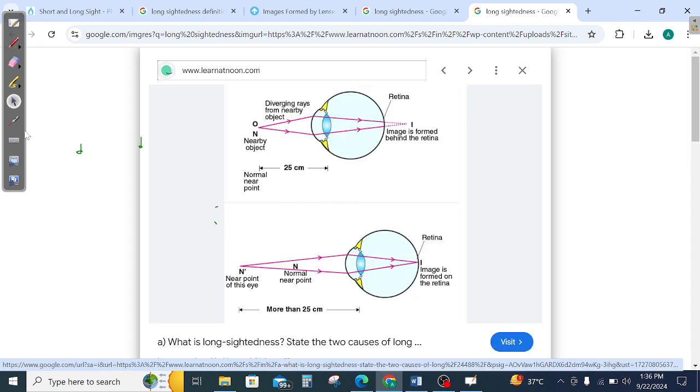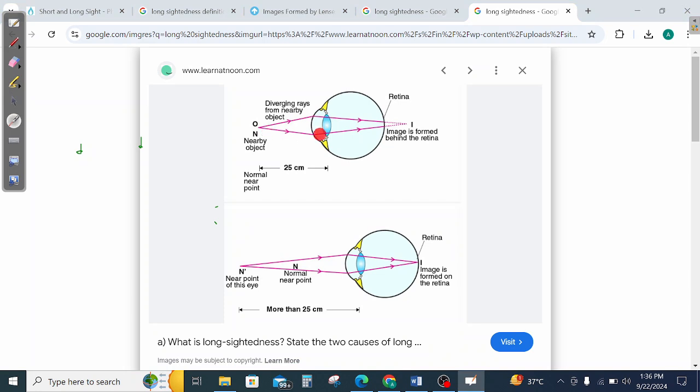Look at that diagram. In long sightedness, the image is not formed on the retina, but the image is formed behind the retina. That is why you cannot see the nearby object. Nearby objects are those that are at 25 centimeters from your eyes. But when you use a converging lens, then this image will be brought onto the retina due to the converging lens. So in this way, this long sightedness disease can be corrected.